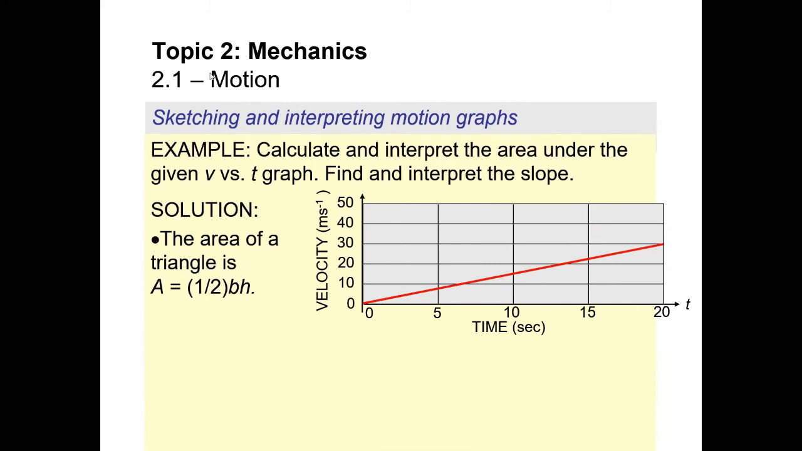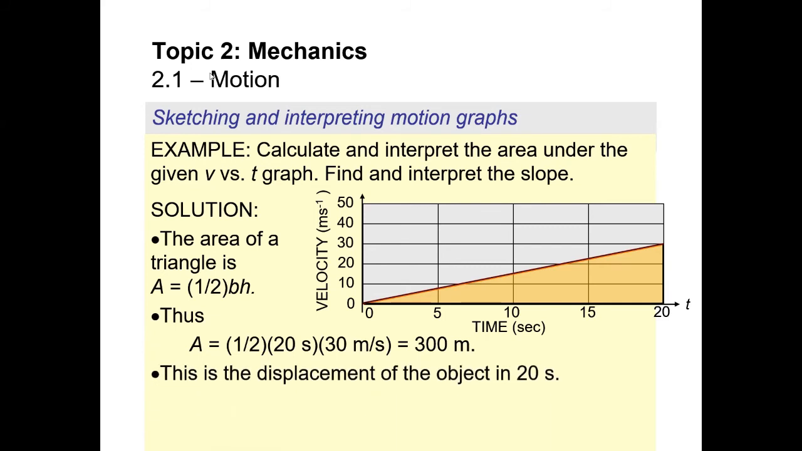The area of the triangle is A equals 1 over 2 times the base times the height, which equals 1 over 2. Base is 20 seconds and height is 30 meters per second. That gives us 300 meters. This is the displacement of the object in 20 seconds. So the area under the velocity time graph gives us displacement.